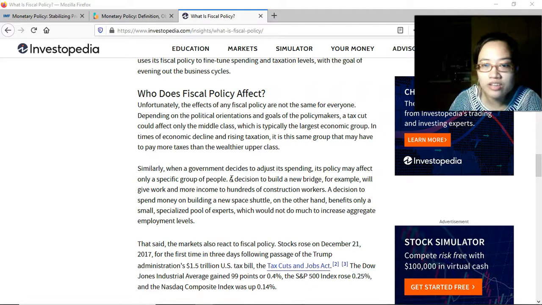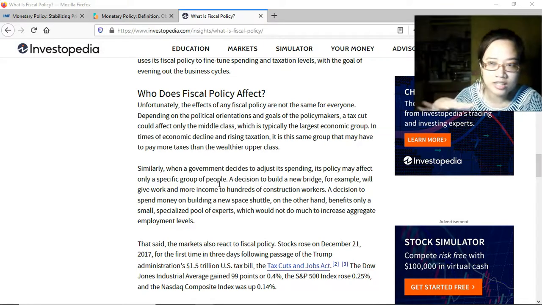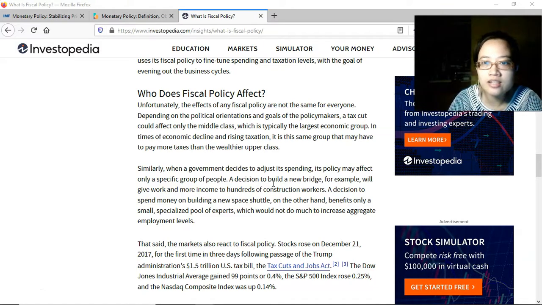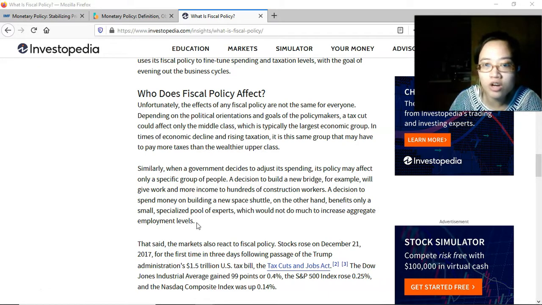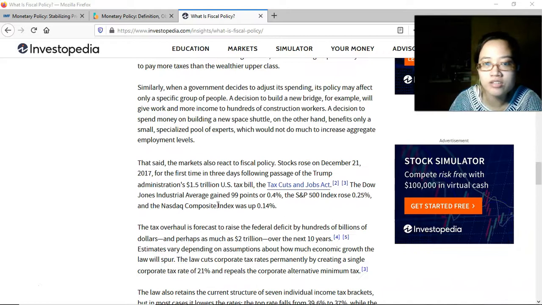Similarly, when a government decides to adjust its spending, its policy may affect only a specific group of people, normally the lower class. A decision to build a new bridge, for example, will give work and more income to hundreds of construction workers. A decision to spend money on building a new space shuttle, on the other hand, benefits only a small, specialized pool of experts, which would not do much to increase aggregate employment levels, right?